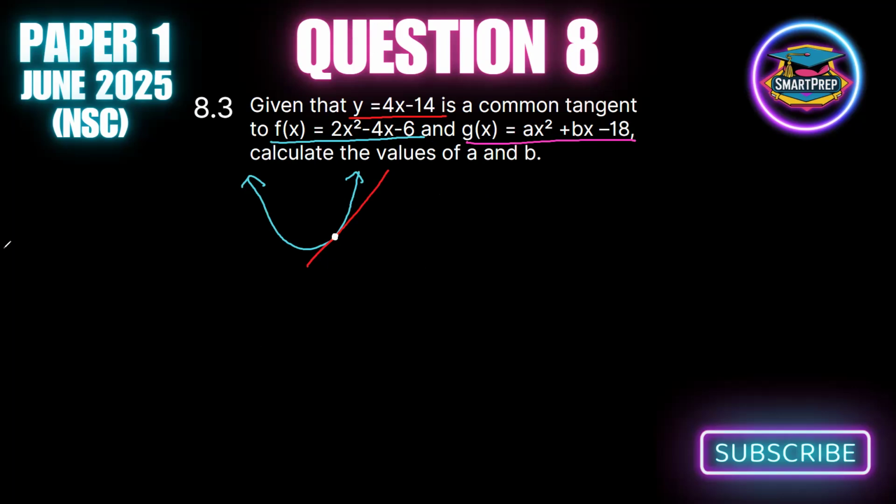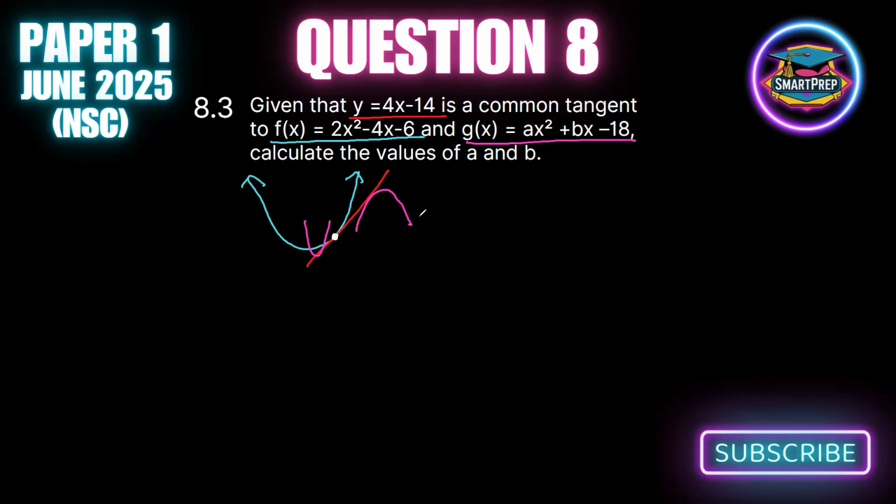Now, they tell us that g of x equals ax squared plus bx minus 18. It has a common tangent. Now, my issue with this is g of x could be here, or it could be here, or it could have the same point. And all of these could work, we could have multiple values of a and b, and it would still work. So what needs to happen is this has to be narrowed down to a point.